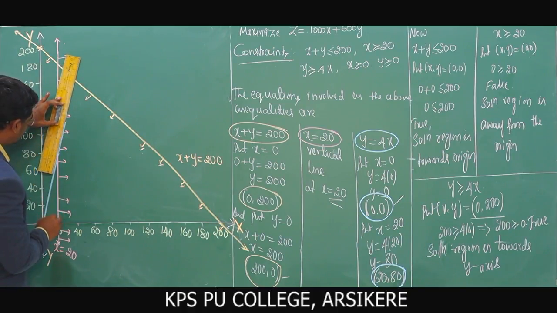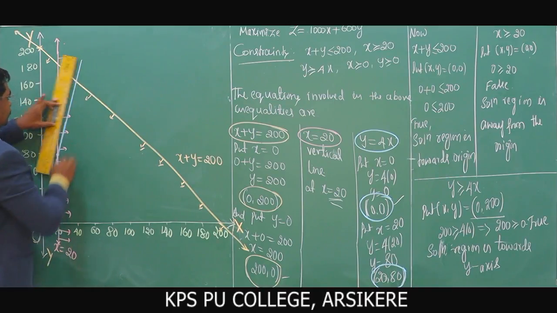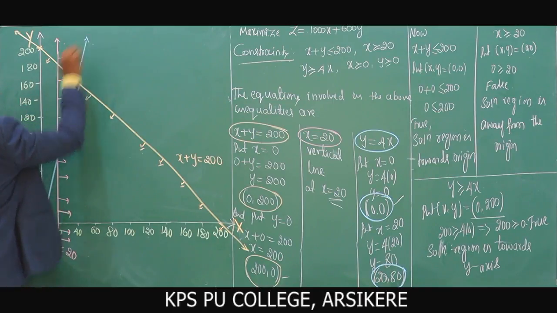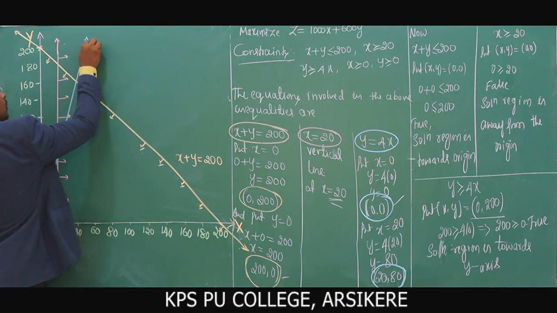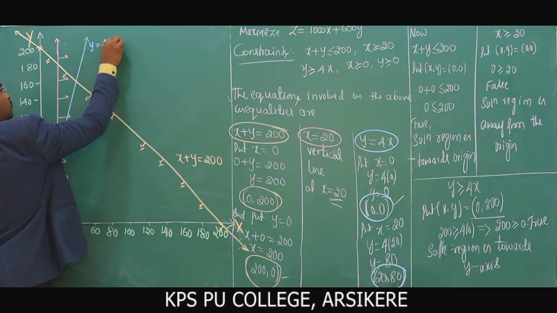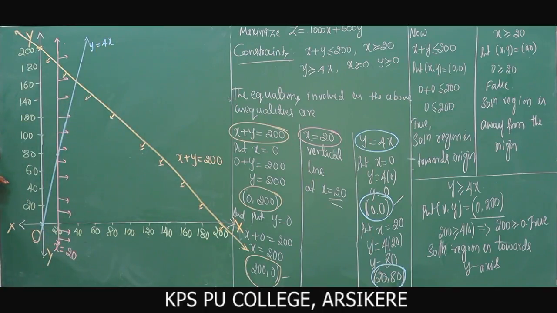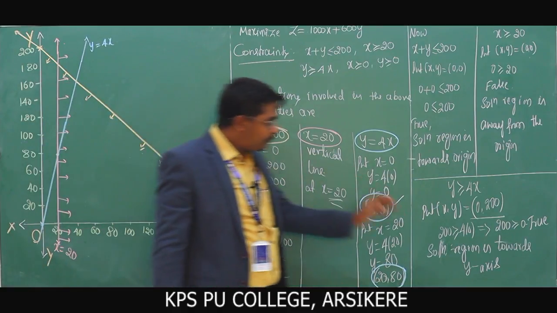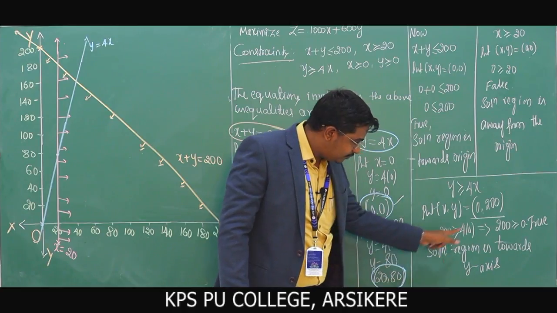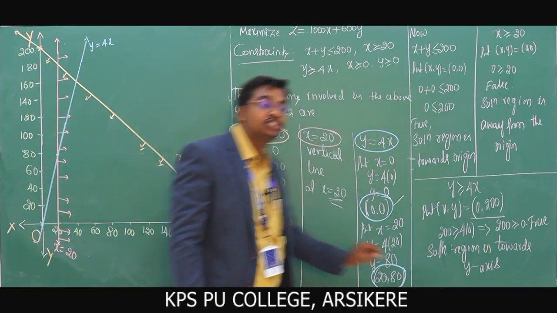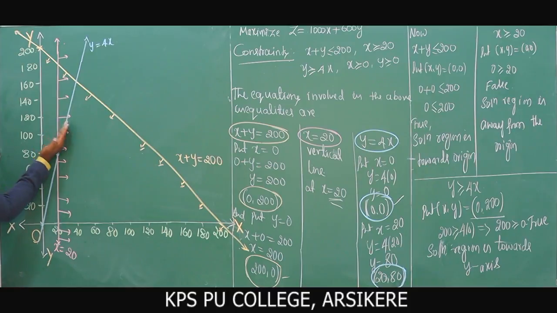And continue the line. So what is the line? Y is equal to 4x. Clear? When you substitute the point on the y axis, that is 0, 200, this inequality becomes true, hence the solution region is towards the y axis, or towards this point. Where is the point here? The 0, 200 point, so towards this point.